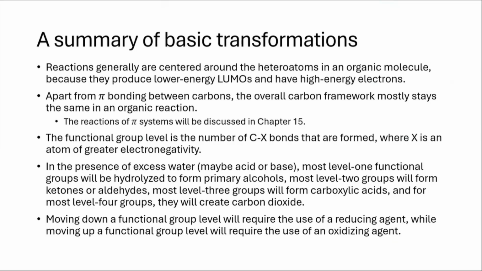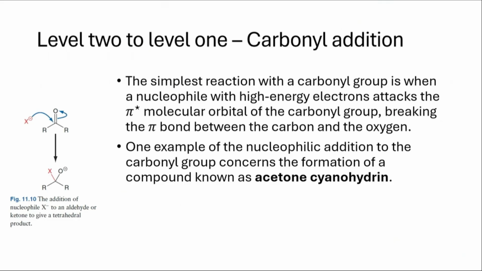In the presence of excess water, maybe with acid or base, most level 1 functional groups will be hydrolyzed to form primary alcohols. Most level 2 groups will form ketones or aldehydes, and most level 3 groups will form carboxylic acids. For most level 4 groups, we'll just create carbon dioxide. Our final point here is that moving down a functional group level will require the use of a reducing agent, while moving up a functional group level will require the use of an oxidizing agent. That's a summary of your basic transformations. So let's first focus on level 2 to level 1 transformations. This is known as carbonyl addition.